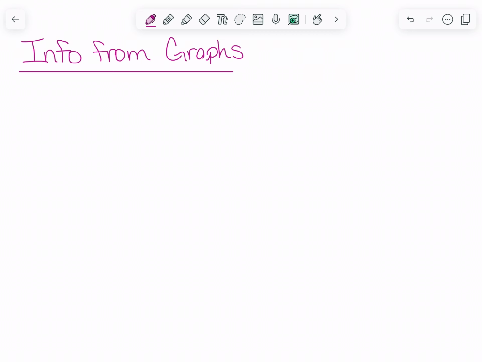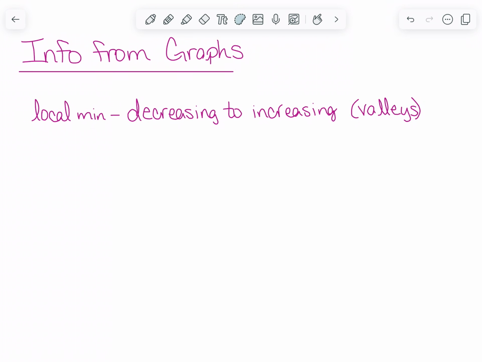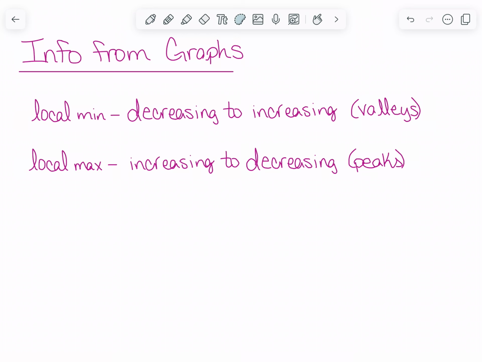Another piece of information that a graph can give us is the values of local minimums and local maximums. A local minimum occurs anytime the graph moves from decreasing to increasing. These are sometimes known as the valleys. A local maximum occurs anytime a graph moves from increasing to decreasing. These are sometimes known as the peaks of the graph. And it's important to note that these local minimums and maximums do not need to be the minimum or the maximum of the entire graph, but rather just a peak or a valley on the graph.